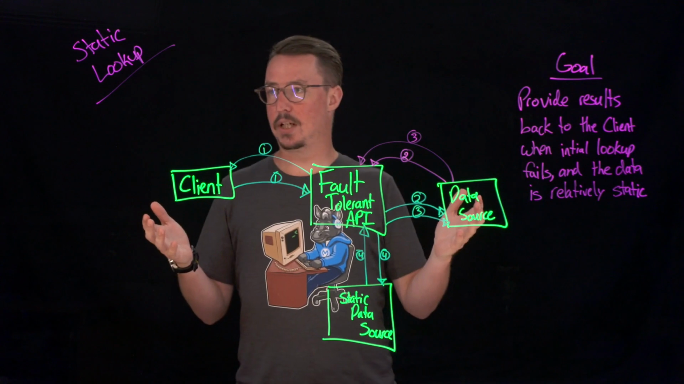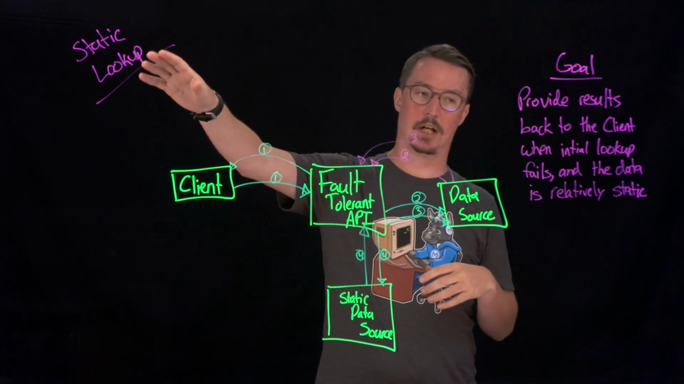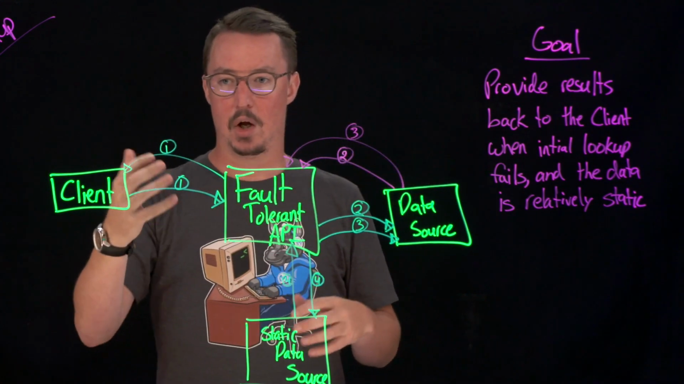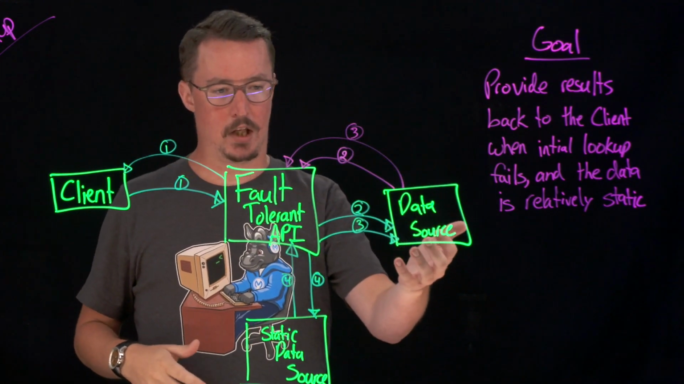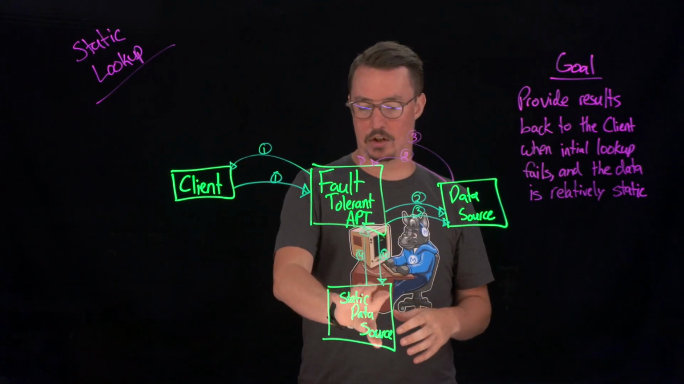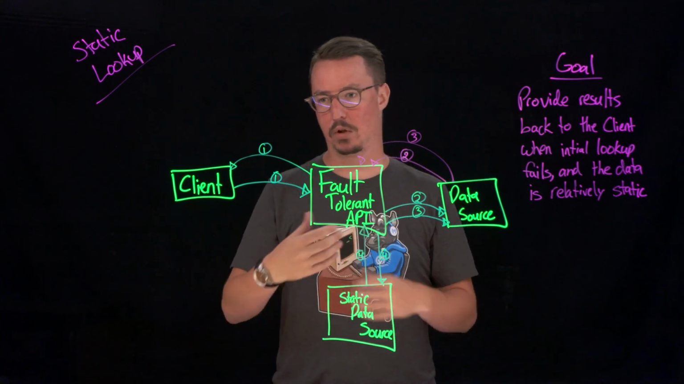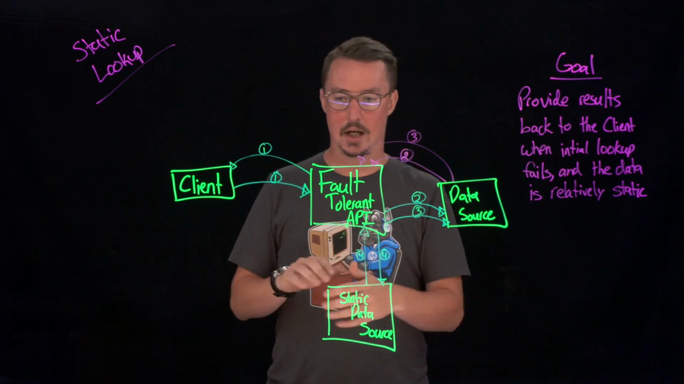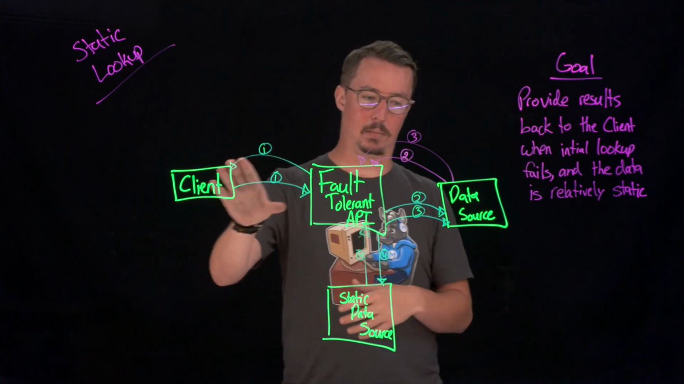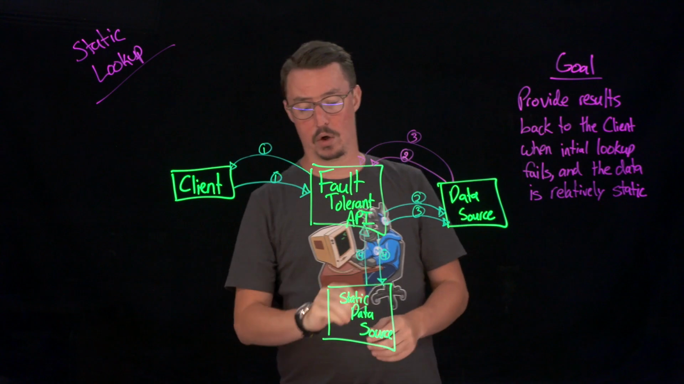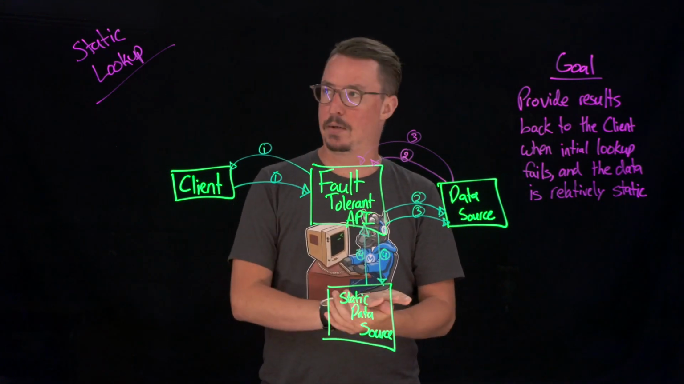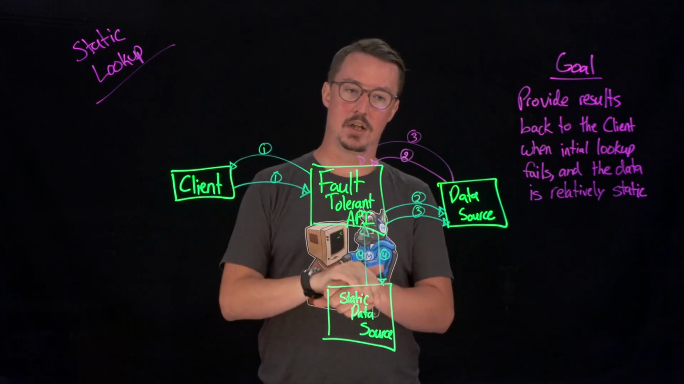So, with all that being said, this is the static lookup fallback strategy. Our intent is providing data back to the client when the actual lookup fails, but the data is static lookup type data. So we'll be able to use a static lookup source, like a properties file. At the end of the day, the client's not going to be able to see the difference between whether we reached out directly to the data source or down to the static data source, if the data exists there. So with that being said, this is our static lookup fallback strategy.